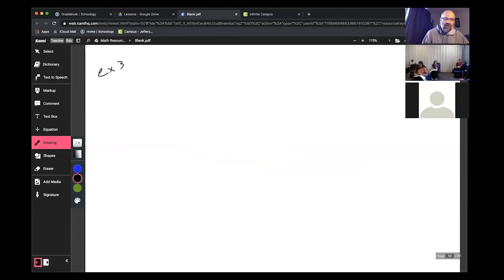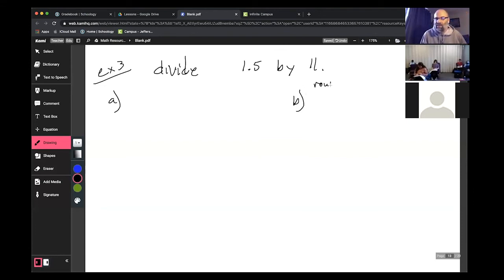Here's example 3. I want you to divide and then write the quotient with the bar over the repetend, and then I want you to round. So divide 1.5 by 11. Then I want you to write it as a repeating decimal, and round to the nearest hundredth. Okay, so let's divide first.